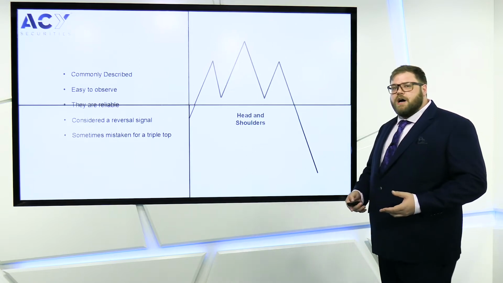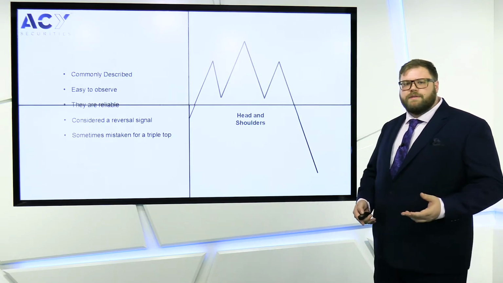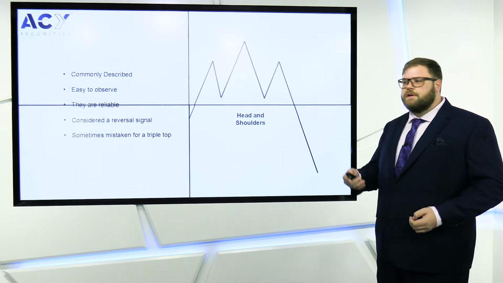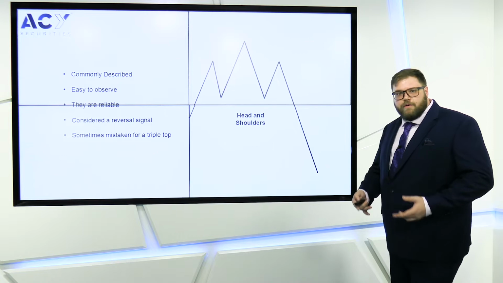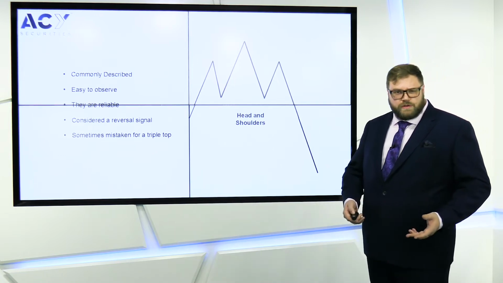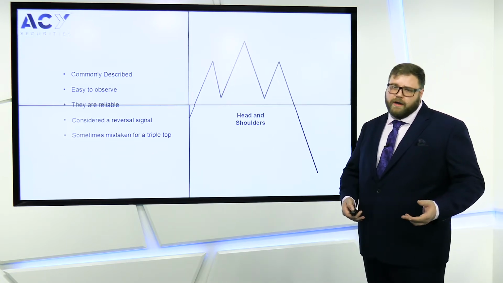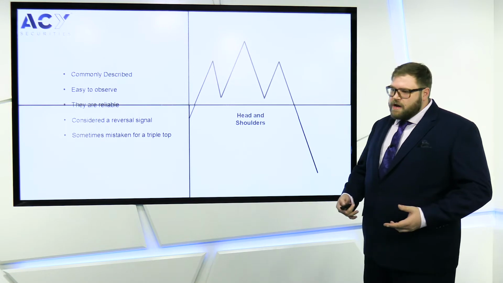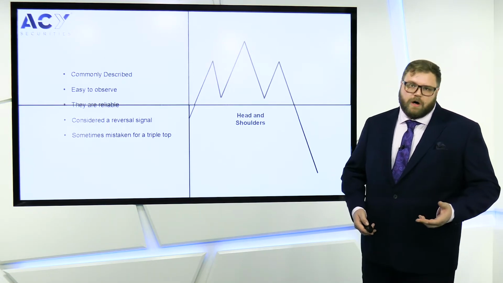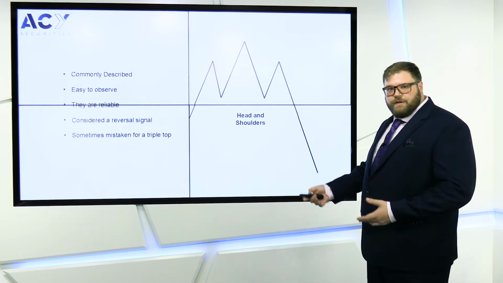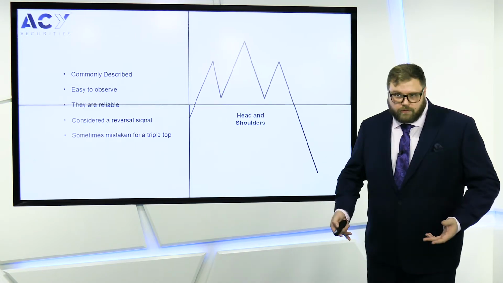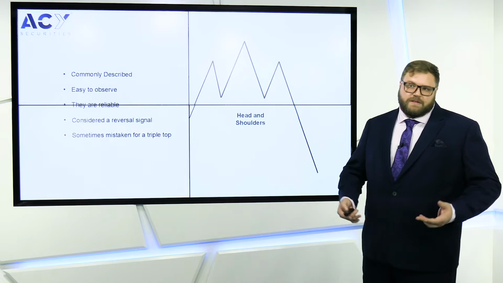If you find them on a chart, you can usually put a good place for support, resistance, stop loss, entries and exits for positions. It is considered a reversal signal. You find them usually quite often right next to support and or resistance, and sometimes it does get mistaken for a triple top. But the reality is a triple top, a double top, and a head and shoulders pattern are all reversal patterns and quite often mimic each other's behavior.